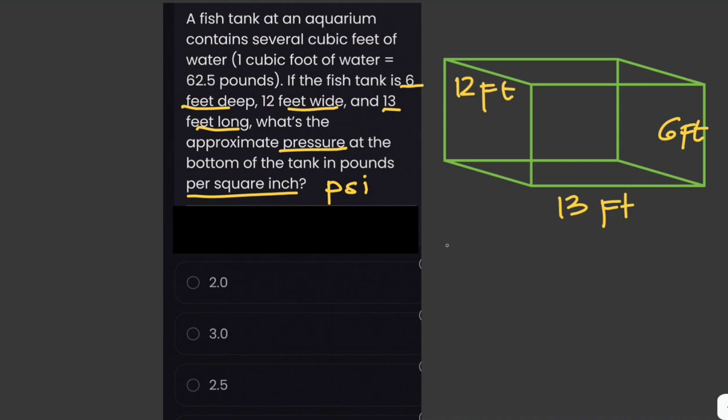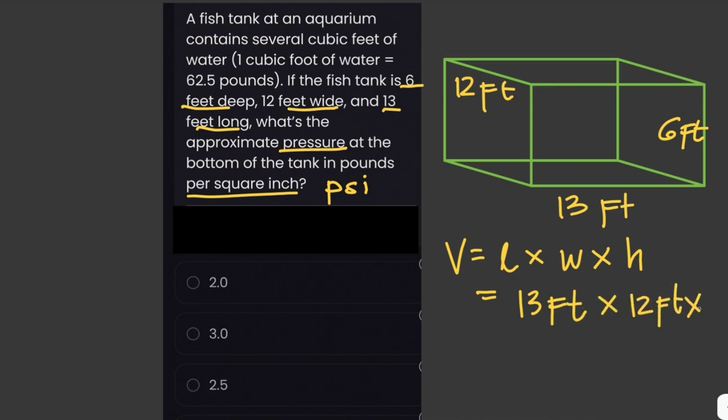Now, to find the volume, we just have to multiply the length, the width, and the depth or the height. So that would be 13 feet times 12 feet times 6 feet. And this would give us a volume of 936 cubic feet.